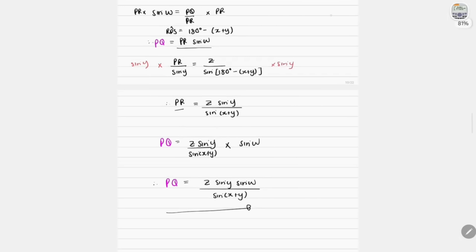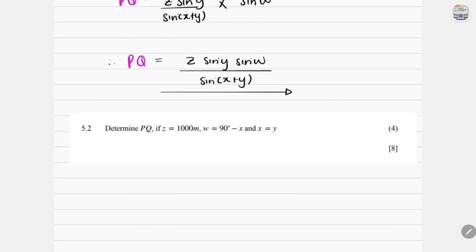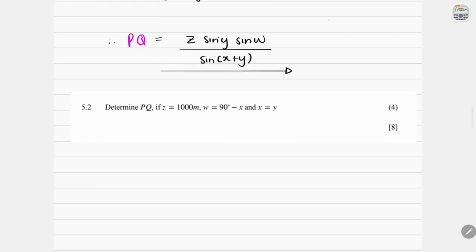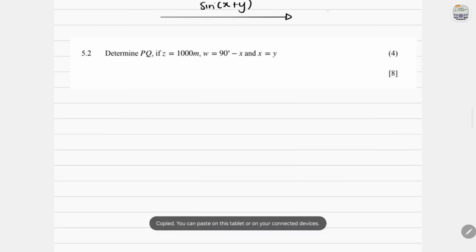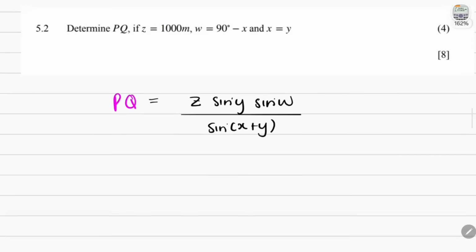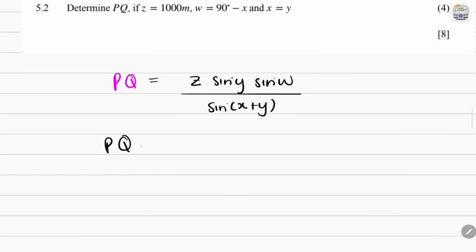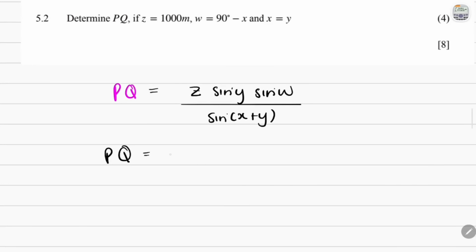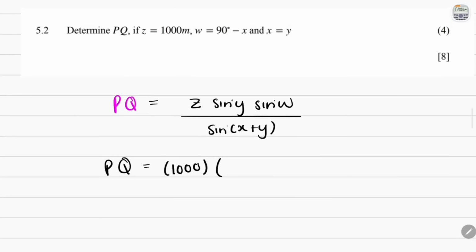Moving on to the next question. And then the final question says, determine the value of PQ. So determine PQ if Z equals 1000 meters. So we know Z, and W is equal to 90 degrees minus X, and then X is equal to Y. Okay, so they're giving you everything here. So let's just take this previous equation we had and substitute. Okay, so because we have 90 degrees minus X and stuff like that, we're probably going to have some cofunctions. So Z is 1000 meters, 1000 multiplied by, and then we have sine Y.